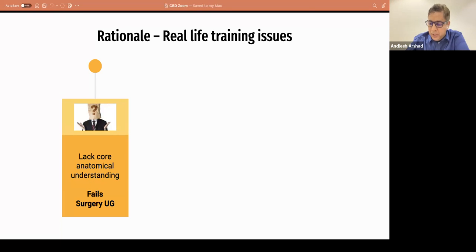So perhaps it is not the student who is failing, it is perhaps our program which is failing, which is not able to detect or which is not able to aid the student to develop all this understanding over the 5 or 7 years during medical school.